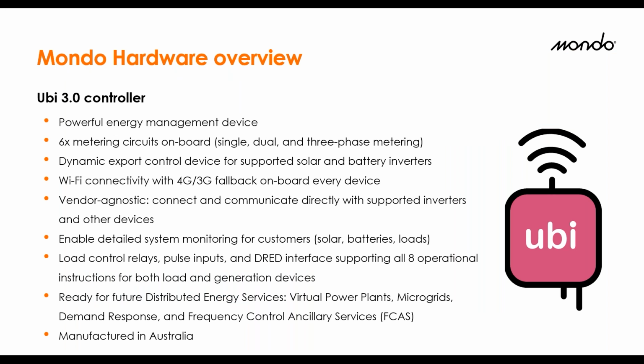So the UBI controller with the hardware thing, it's an energy management device. It can do export control. It's got 6 metering circuits. For that, it does have like a 3 or 4G fallback connectivity on there. It also can control other external batteries and loads. It's also used in virtual power plants and microgrids and things as well, and also things like FCAS, etc. as well.